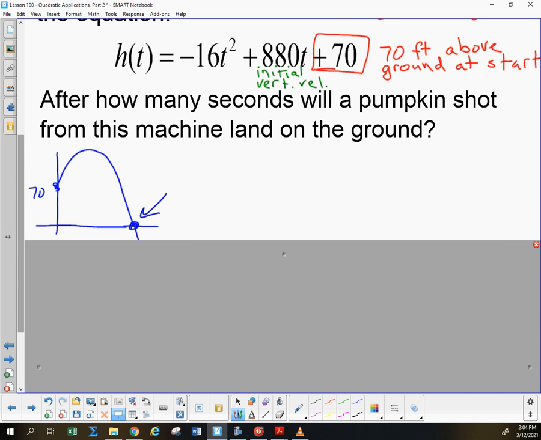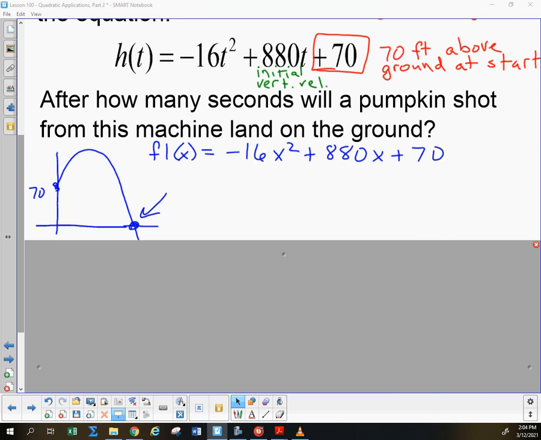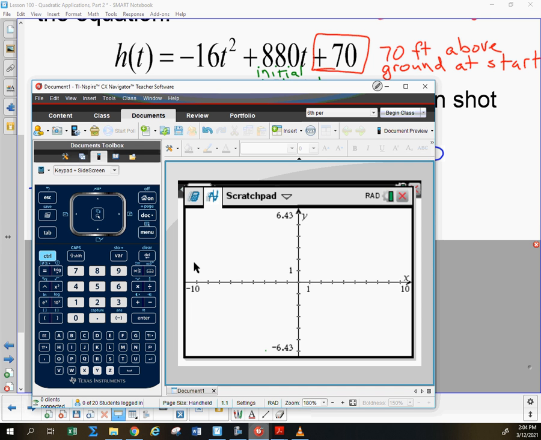So let's enter this in the calculator, but on the calculator it's going to be entered as F1, and we're going to put in X's because the calculator does not read T's the way we need it to for this. So we're going to enter negative 16x squared plus 880x plus 70 as we enter that on the calculator. So let's give that a try. So I'm on one of my graphing Scratchpad pages.